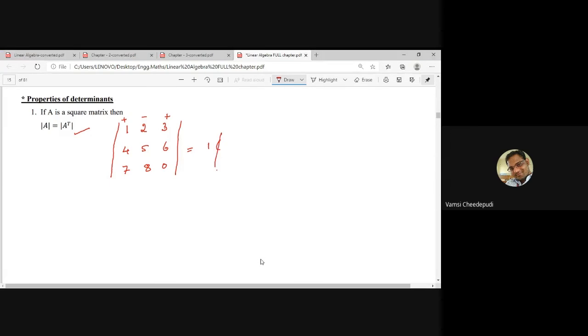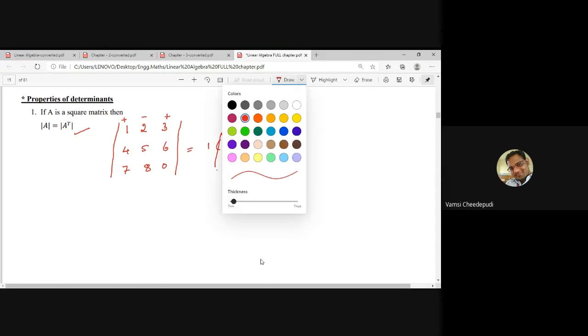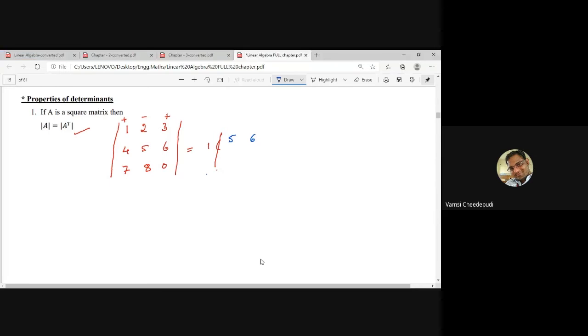1 into its corresponding cofactor. Corresponding cofactor means the cofactor will be like this: 5680. Next, the second element is -2. -2 into its corresponding cofactor. First row deleted, second column deleted, then 4067 or 4670. Let me say like this, 4670.